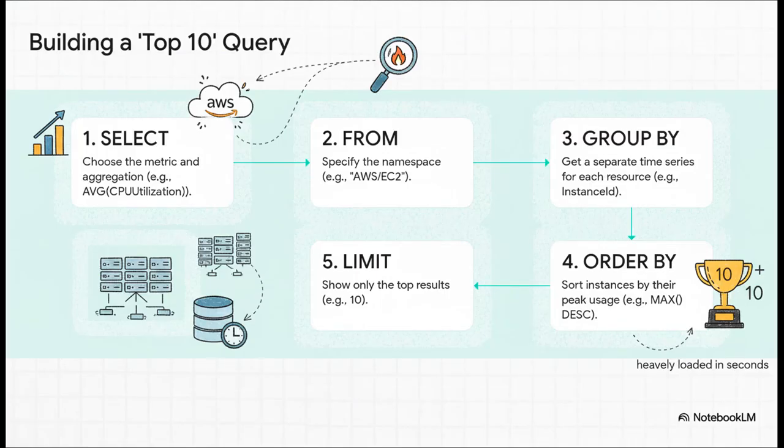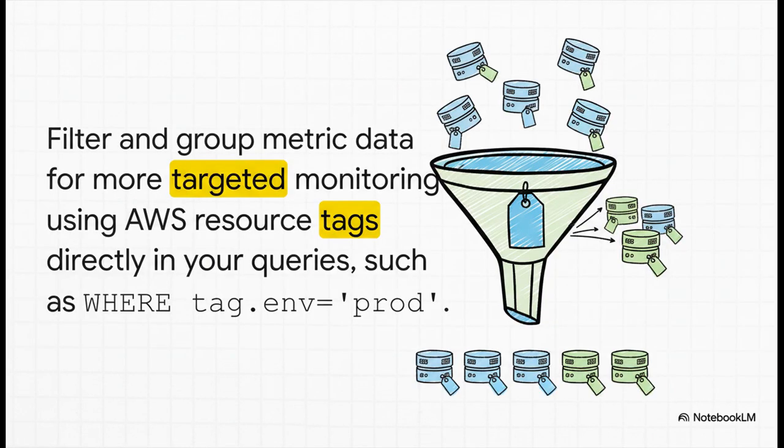Let's build on that. I want to show you how easy it is to create one of the most useful queries out there, the top-N query. This is how you find problems before they find you. We just select our metric, point it at the EC2 namespace, group by each instance, and then here's the key part. We order the results by the max CPU they hit, and then we just ask for the top 10. Boom, your busiest instances right there.